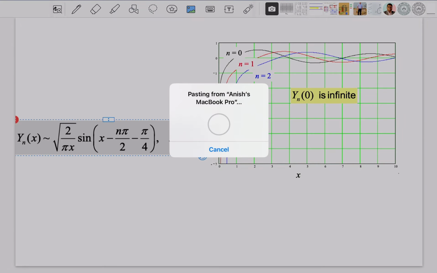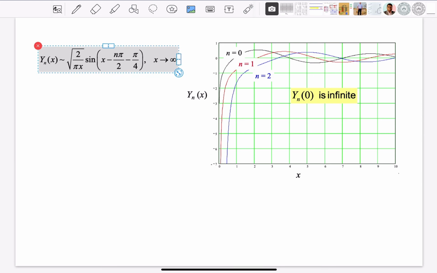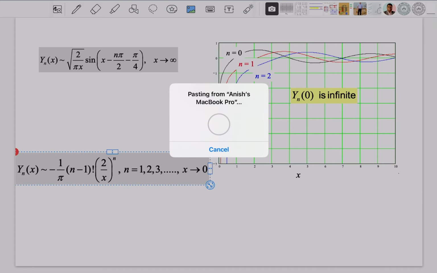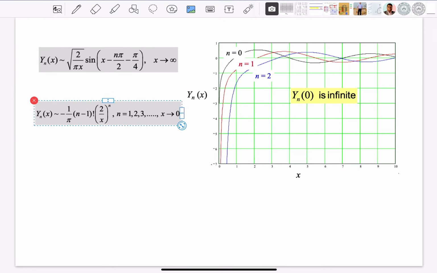So when x is tending to infinity, this Yn could be calculated from this equation, whereas when x is tending to 0, then your Yn could be calculated from this equation. Fine.